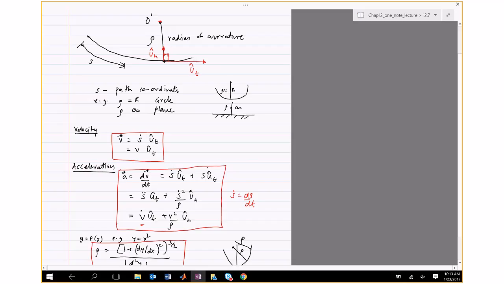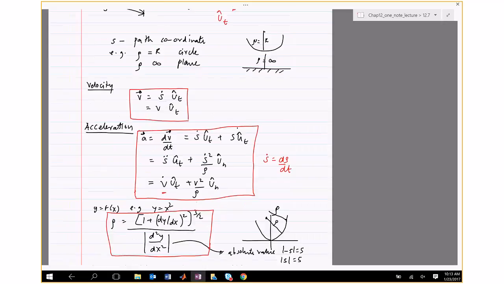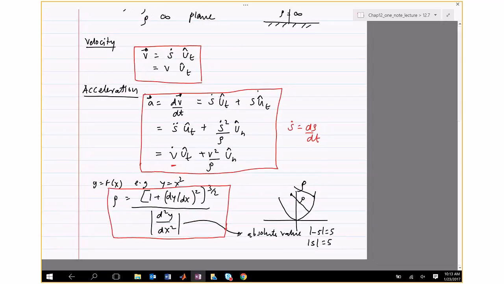Okay, any questions on this? Zoom? Okay, let's do a basic problem and then go to harder ones.